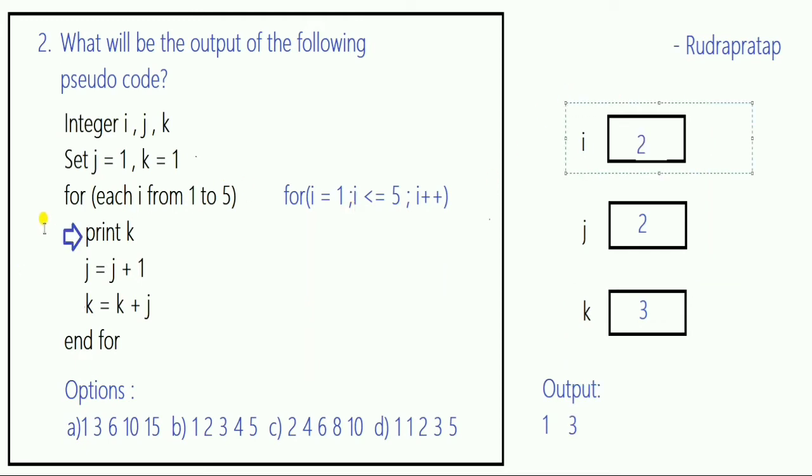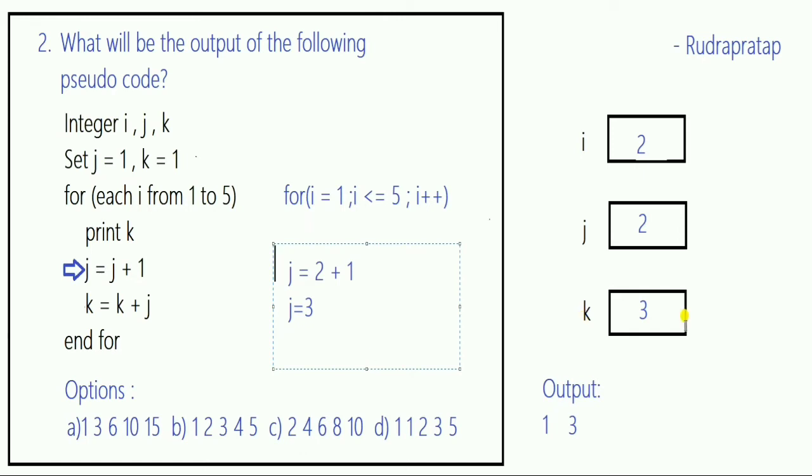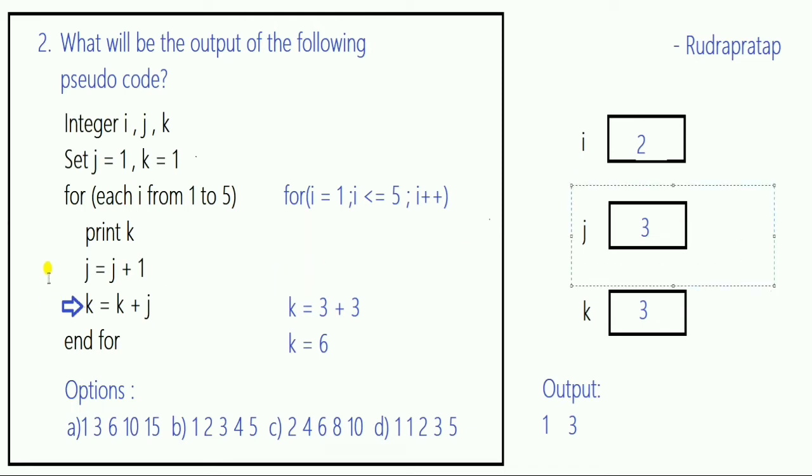The value of i is now 2. Print k, the value of k is printed. And after that we have j equal to j plus 1. The value of j is now 2, 2 plus 1, which is 3. And this 3 is assigned to the variable j. After that we have the statement k equal to k plus j, k equal to 3 plus 3, which is 6, and this 6 is assigned to the variable k.